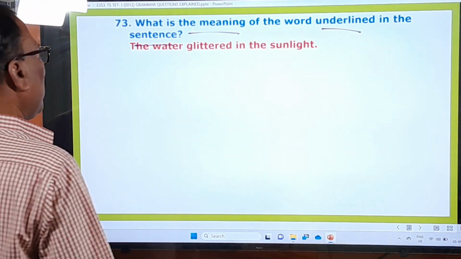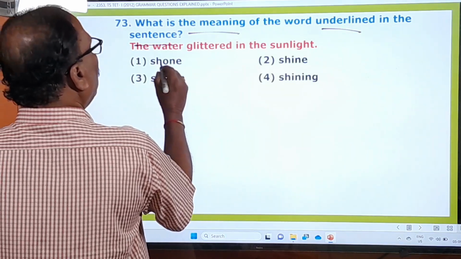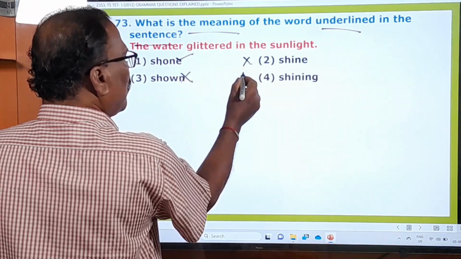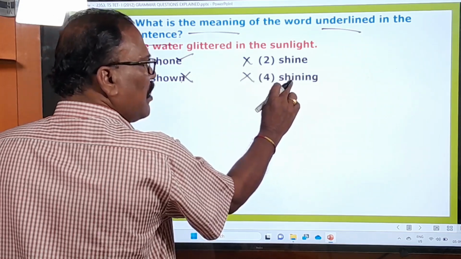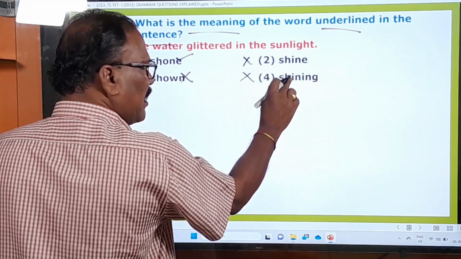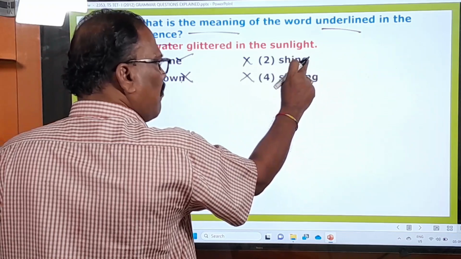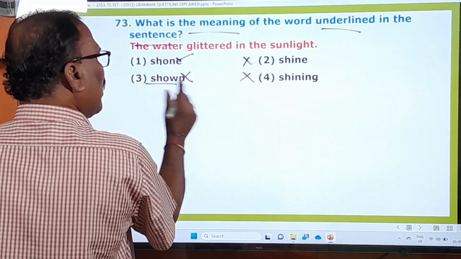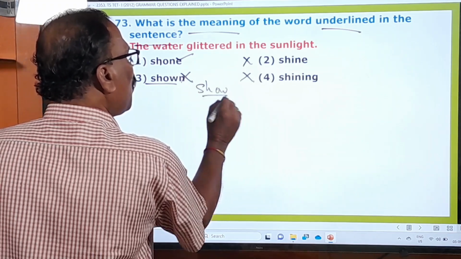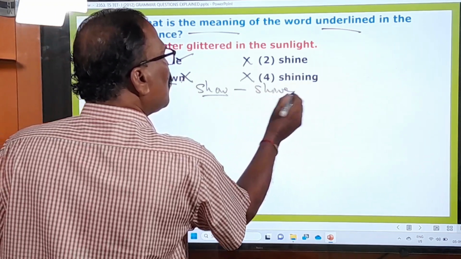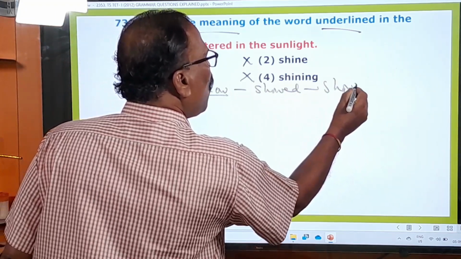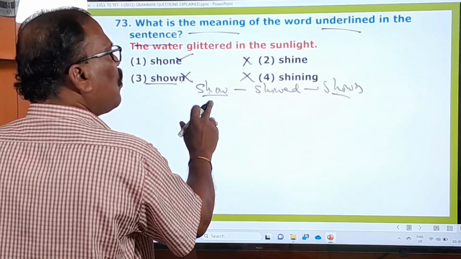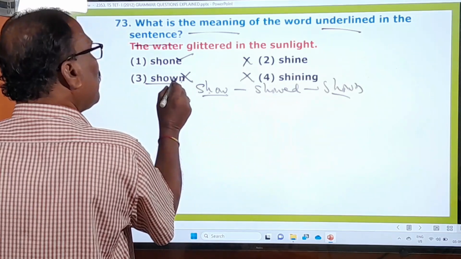And glitter. Okay, what are the options given? Shone, that's correct. Shine, wrong. Shone, wrong. Shining, wrong. Shining is present continuous. Shine is the base form verb. Shine, shining, shone. This is correct. But this "shown" is not correct. This is the form of show. Show, showed, shown. This is a verb, to show. Show, showed, shown. This is not therefore correct.